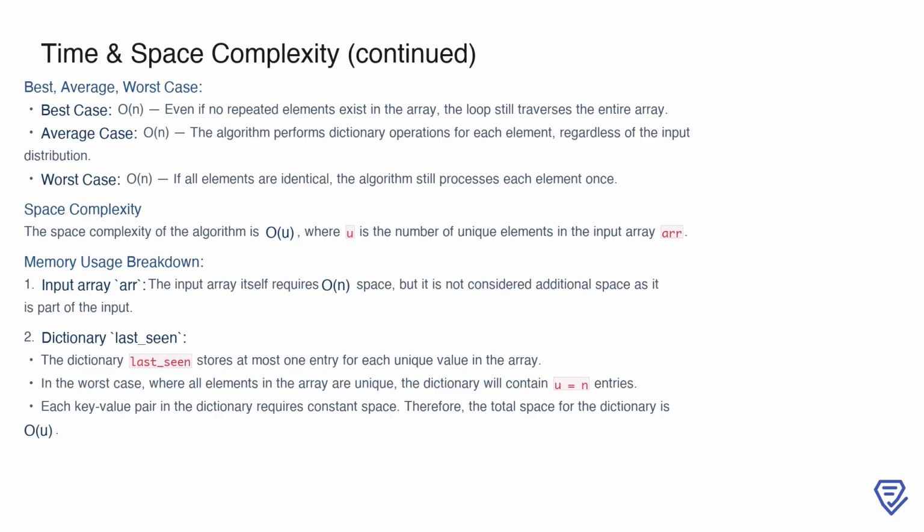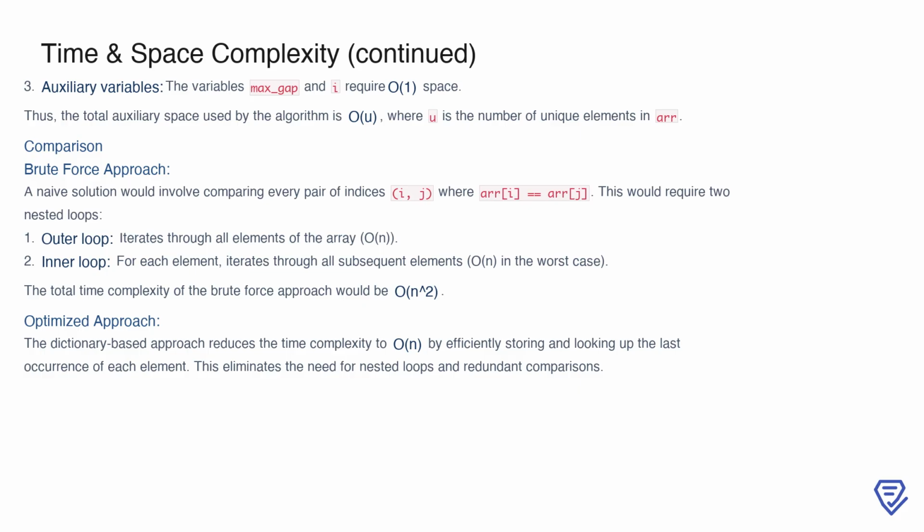Turning to the space complexity, it depends on the number of unique elements in the array, denoted as U. While the input array itself requires O(n) space, this is part of the input and not additional memory usage. The dictionary, however, stores one entry for each unique element, and in the worst case, where all elements are unique, it will contain U equals n entries. Each key-value pair in the dictionary takes constant space, so the total space used by the dictionary is O(U). Additionally, the auxiliary variables used in this algorithm, such as max_gap and the loop index i, require only O(1) space. This means that aside from the dictionary, no other significant memory is allocated, and the overall auxiliary space usage remains O(U), where U is the number of unique elements.